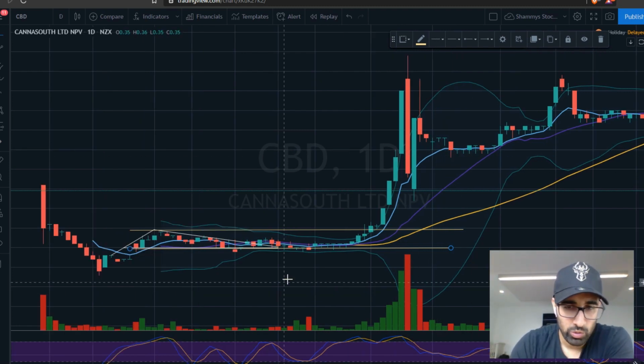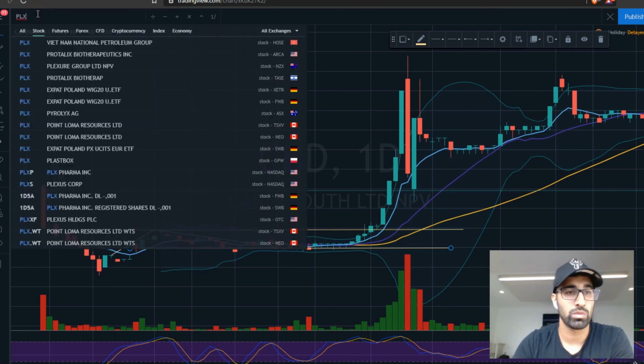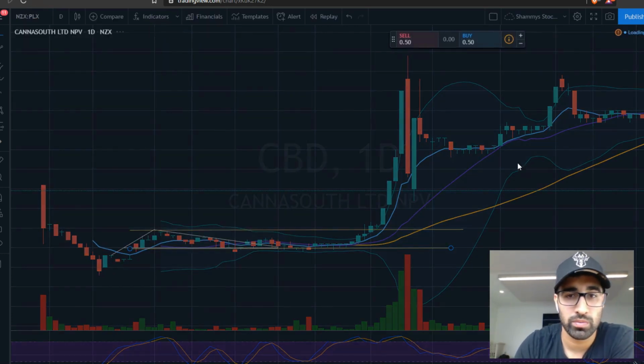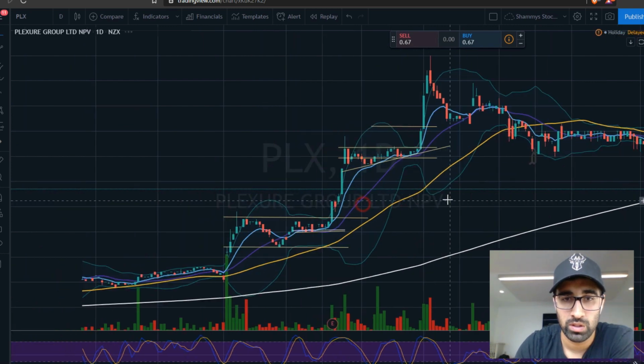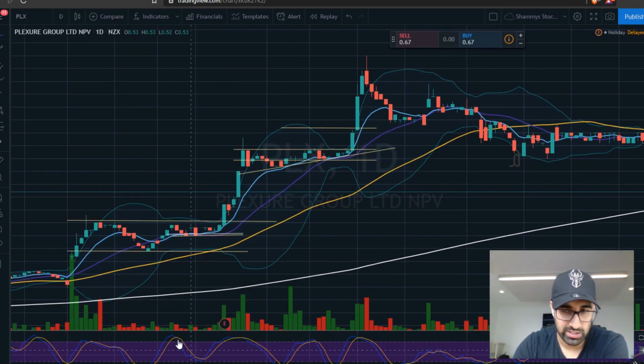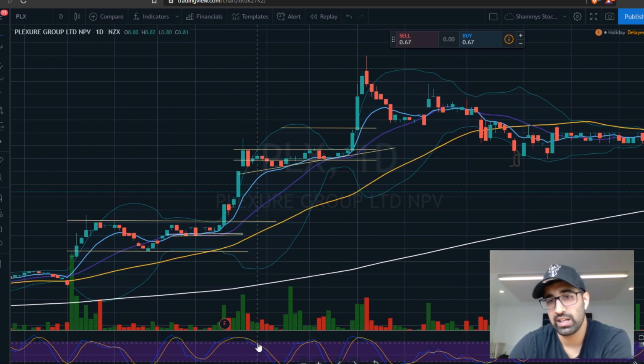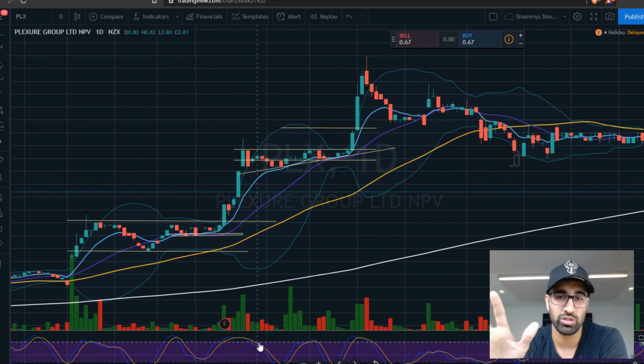Cool. Another thing I want to talk about is the stochastics as well. So going back to PLX. Here we go. Something with the stochastics is, these are what you call the stochastics down here, and there's two lines. This basically helps me, again, it's just an indicator. So these are just indicators. They're not something that's foolproof.